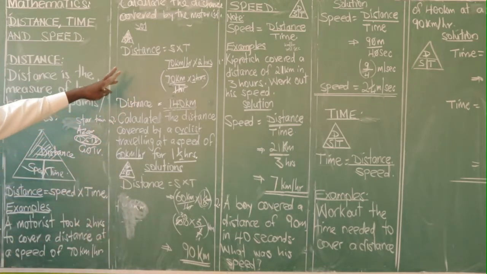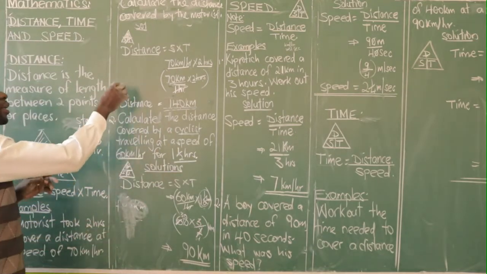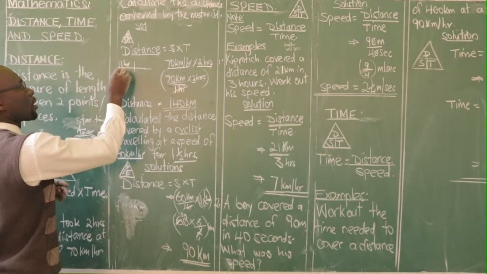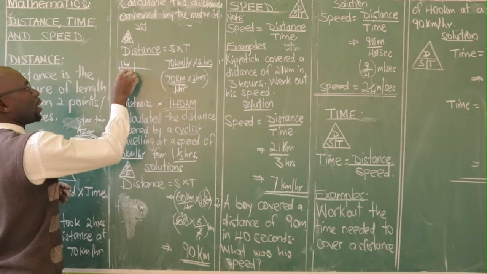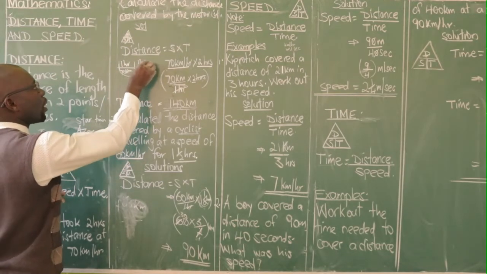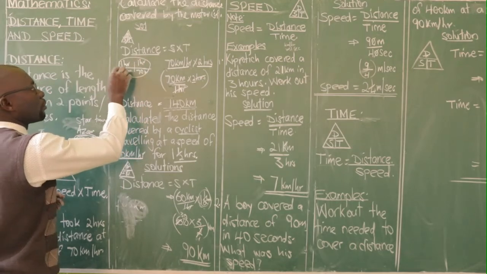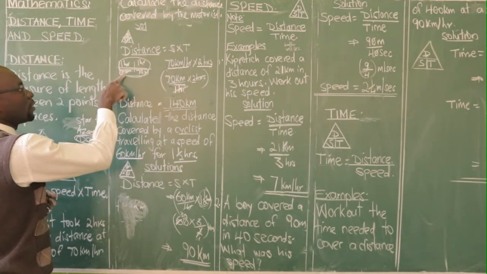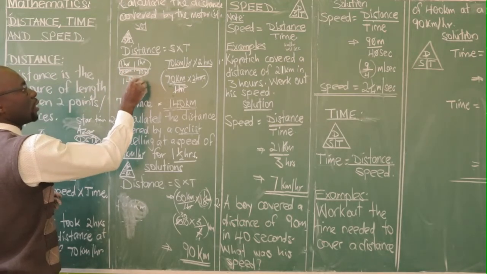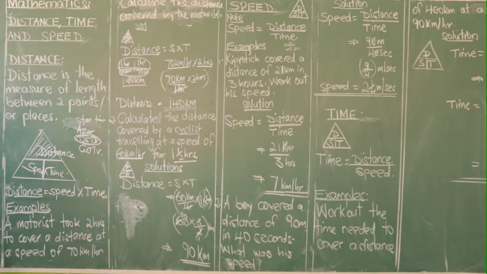Even in our example number 1, if every 1 hour this person was covering 70 kilometers, another 1 hour, 70 kilometers. So when you add these 2 hours together, you will find that the distance covered is 70 plus 70, which is 140 kilometers. So that's how we calculate distance when given speed and time.